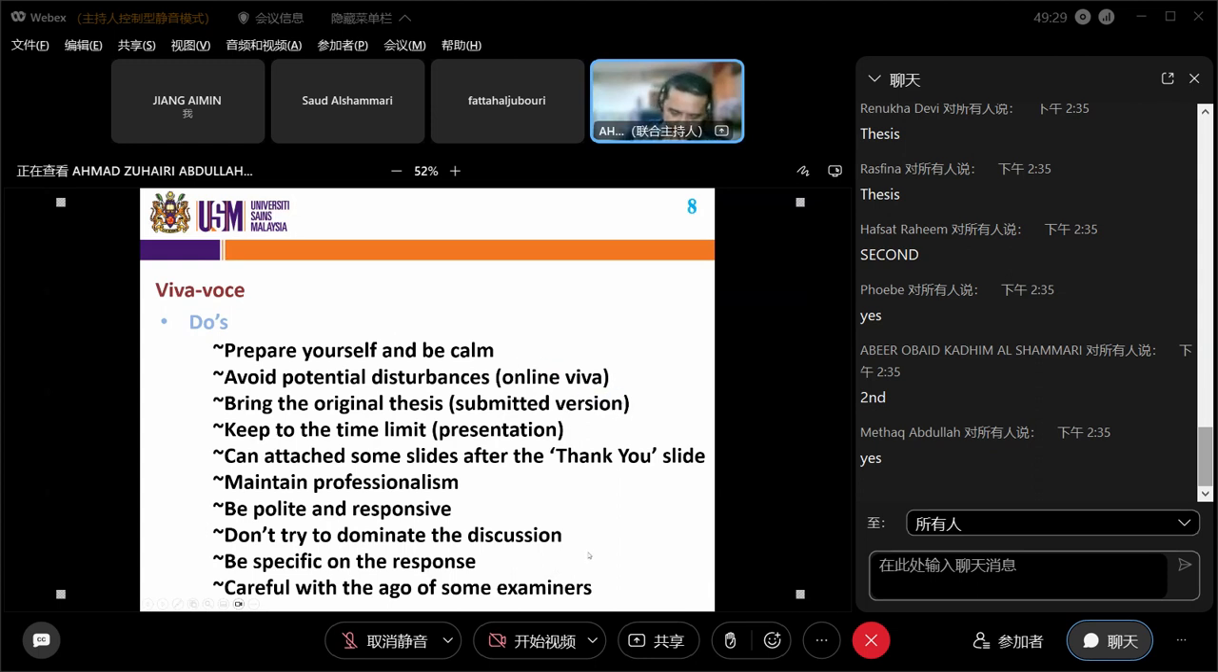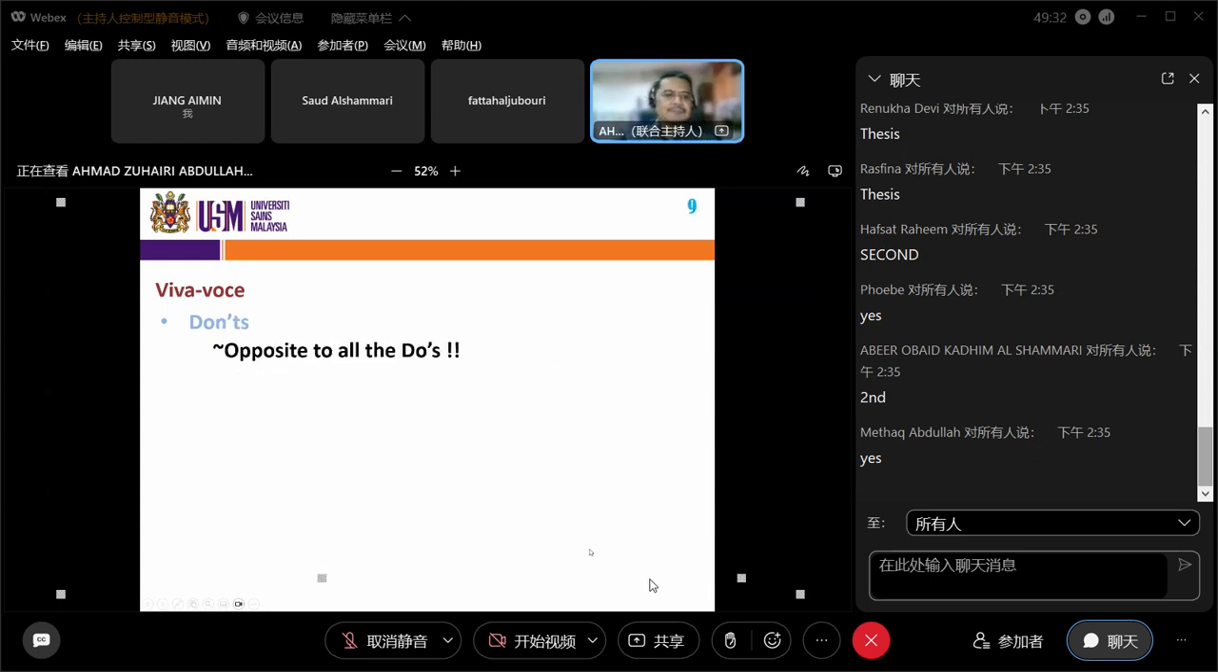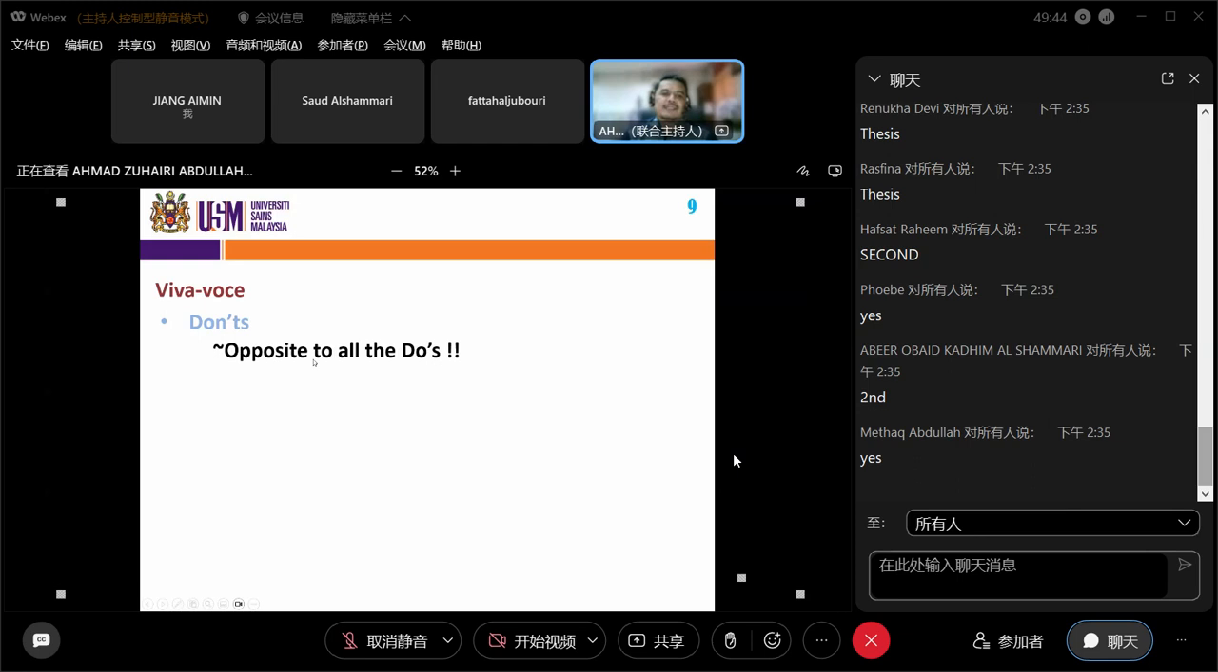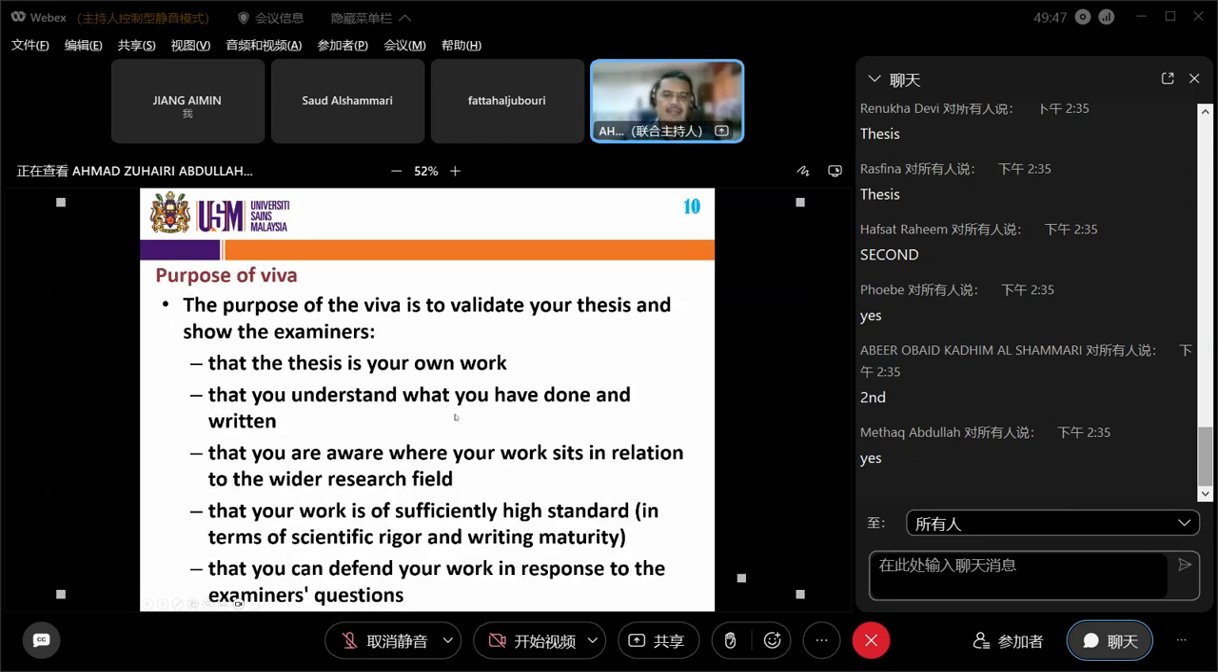But of course, many of the examiners are reasonable people. Okay, so the don'ts mean you have to do all this. Make sure you do all these things, but don't do the opposite of all this. Okay, so in general, basically, you have to be prepared. You have to be knowledgeable about your topic.